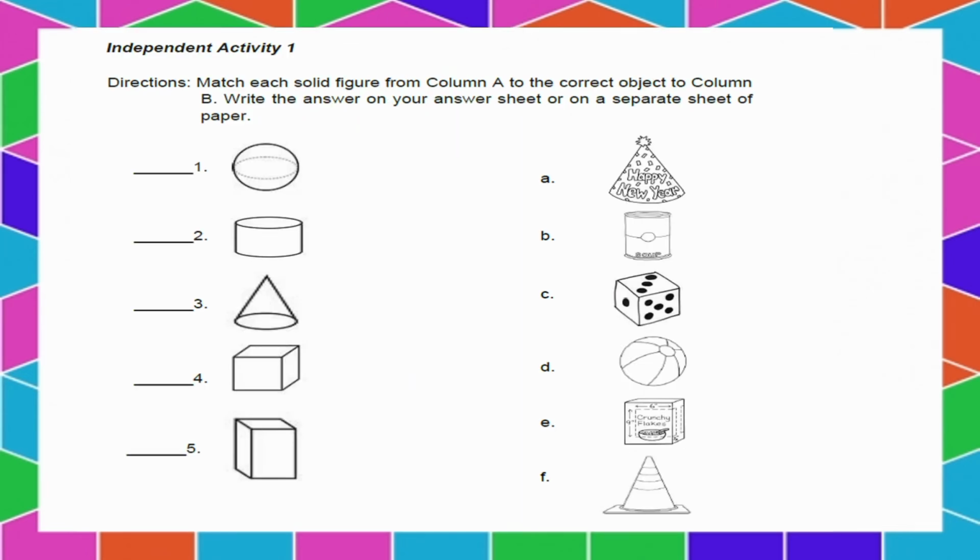Okay, now I'm going to give you sets of activities. You're just going to answer these activities on your notebook or on a sheet of paper. So let's have independent activity number 1 first. You're just going to match each solid figure from column A to the correct object in column B. So you're just going to write the letter of the correct answer. Ready? You may start now.